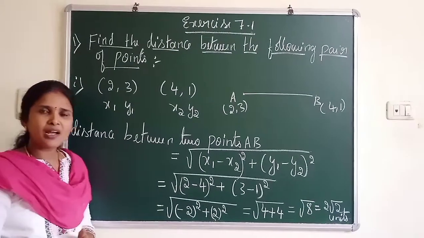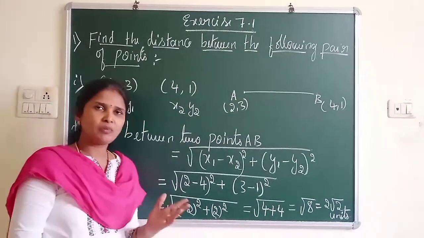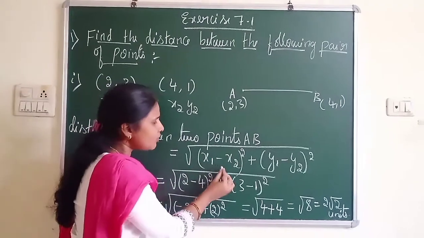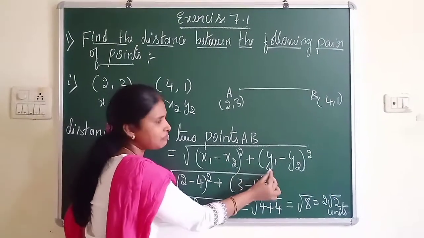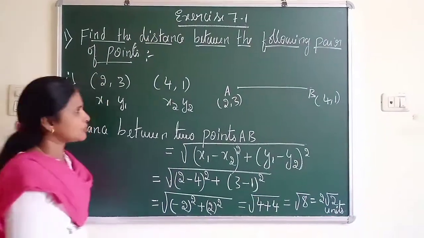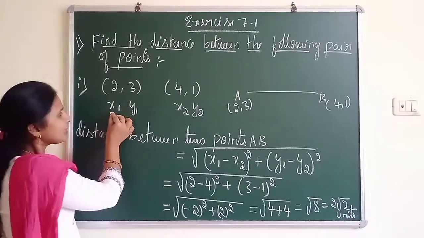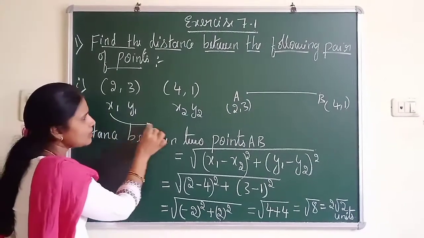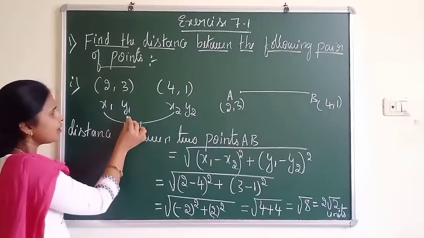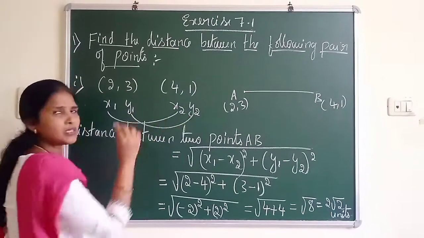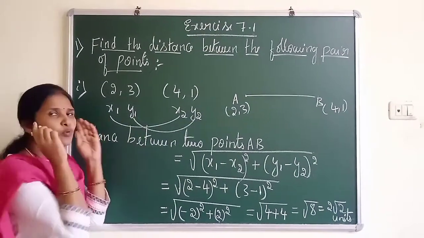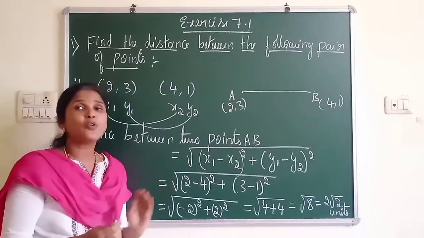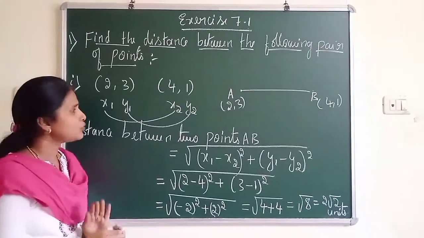So what is the formula? I said there are two formulas; you can write any one. Square root of (x1 minus x2) whole square plus (y1 minus y2) whole square. Always remember x1 is the first point. If you remember this trick mentally, you can calculate the distance between two points without writing the formula.